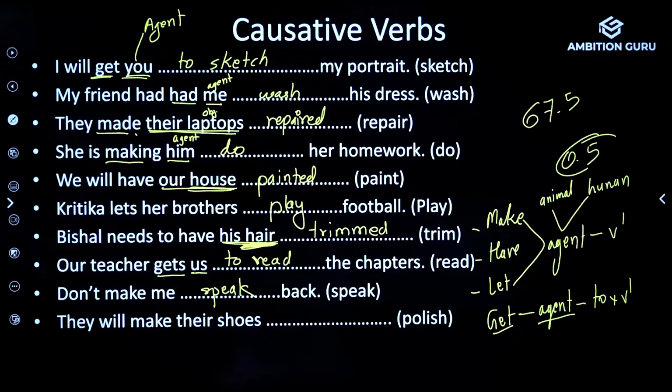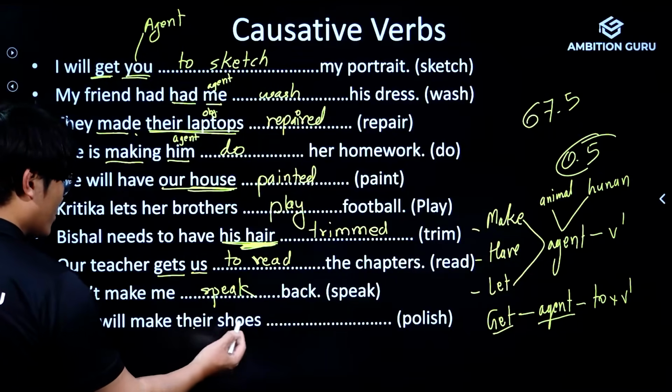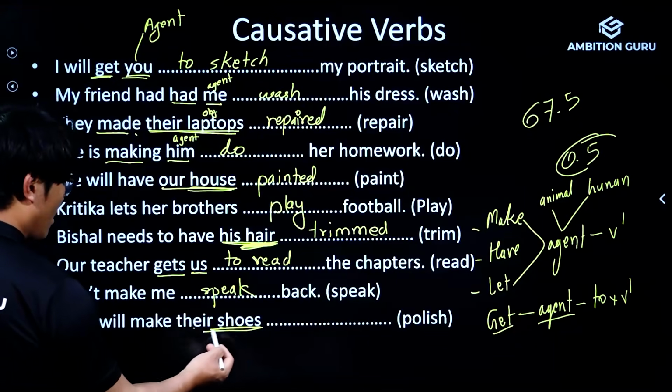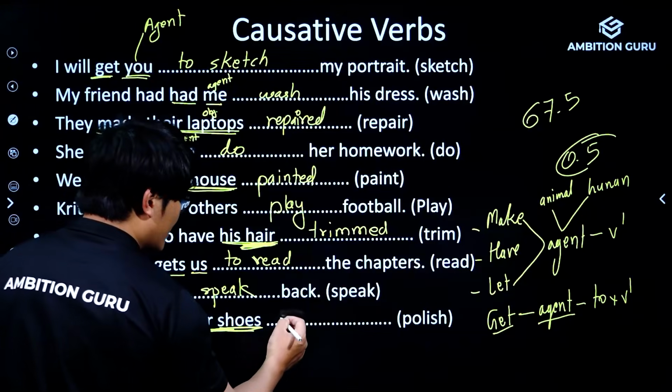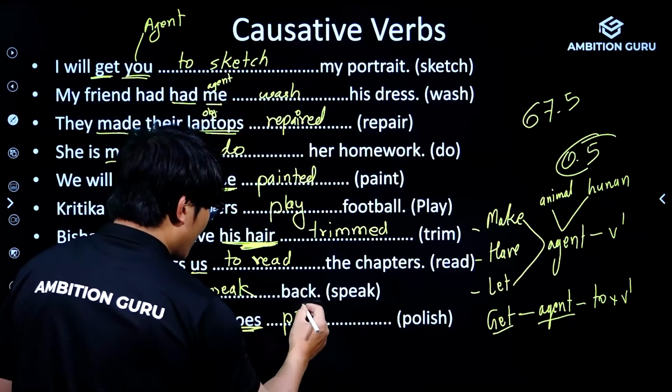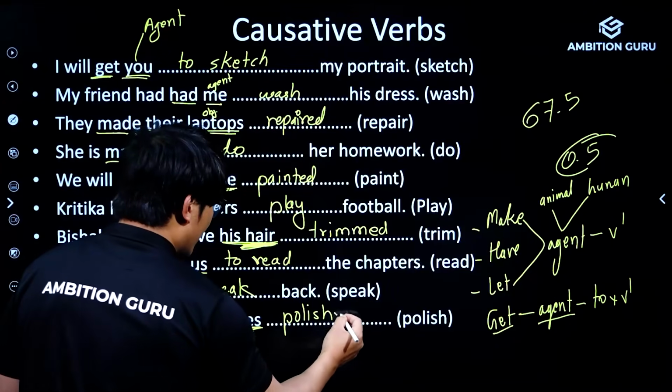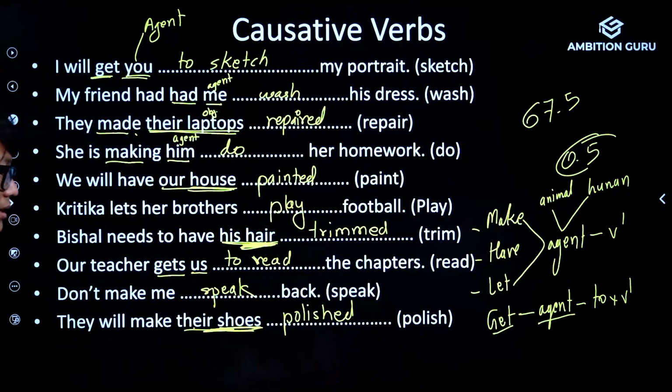Okay, next. They will make their shoes... You can see, very good. They will make their shoes. So shoes is what? An object. That's why here should be verb 3. So polished. They will make their shoes polished.